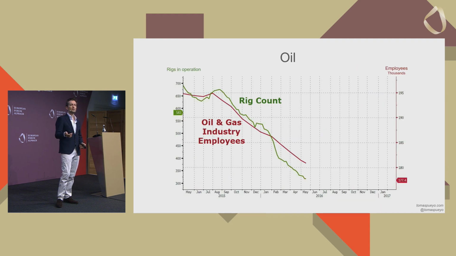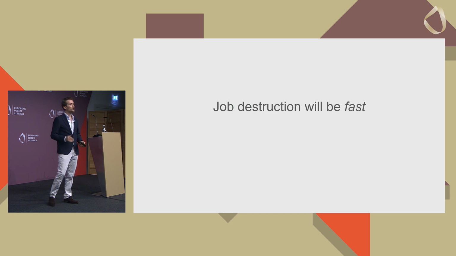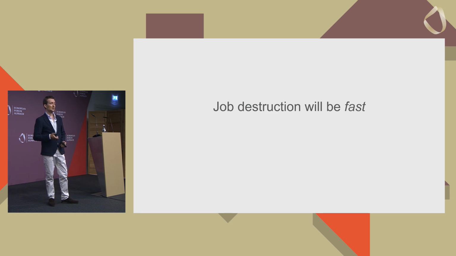Oil rigs in the United States, there was a crash in the oil price in 2015. Oil rigs went down, employment went down, and when the oil rigs went up, employment didn't go up because the automation happened in a matter of months, not centuries. So job destruction is going to be fast. Each time the technology goes into an industry, it changes the employment very, very fast.